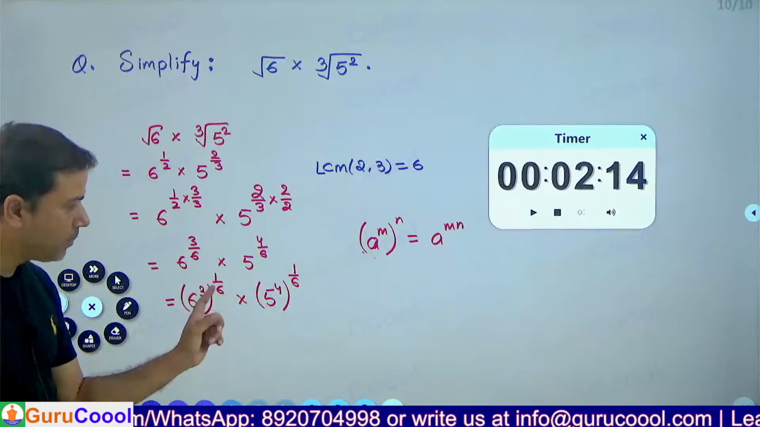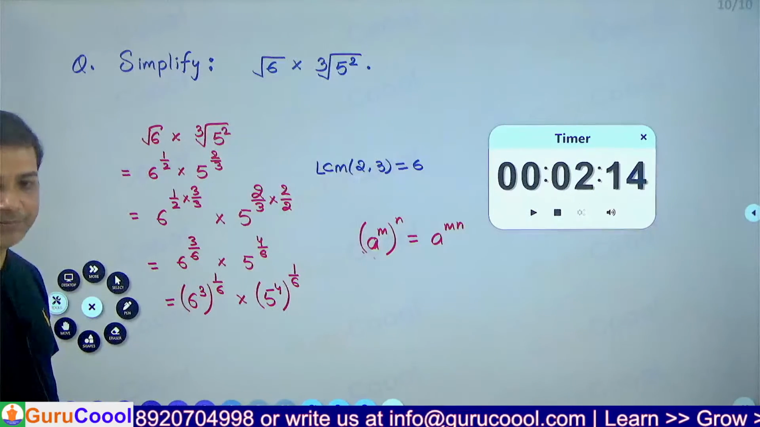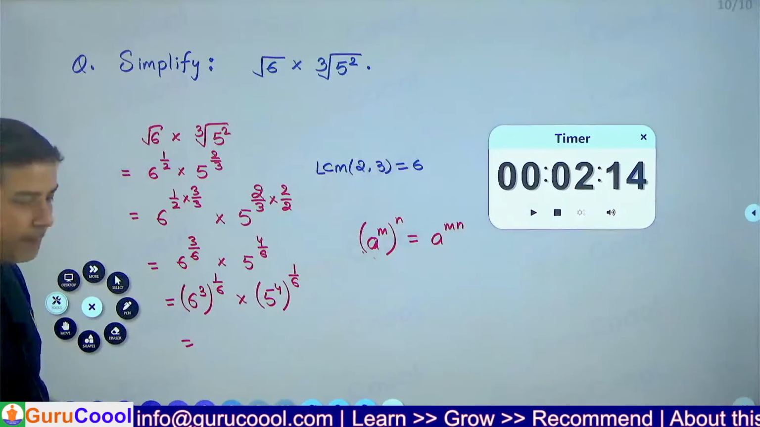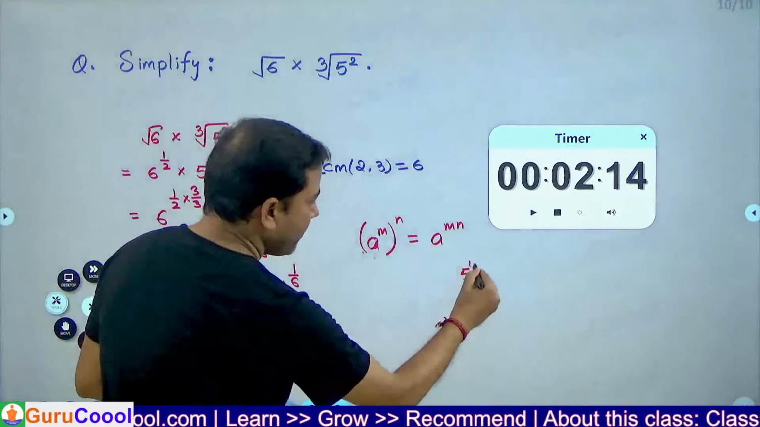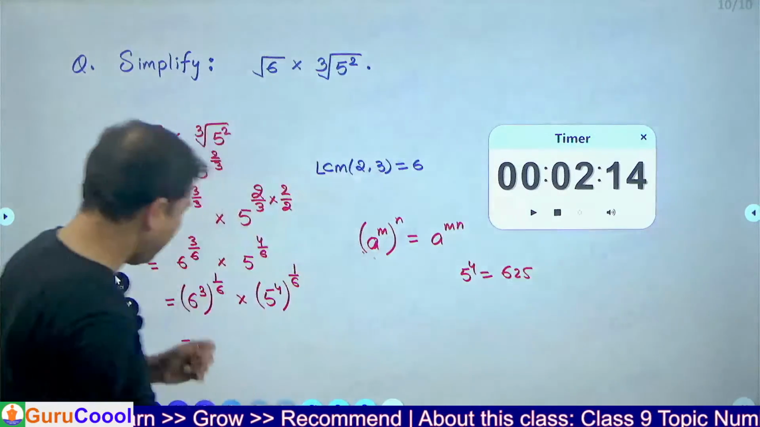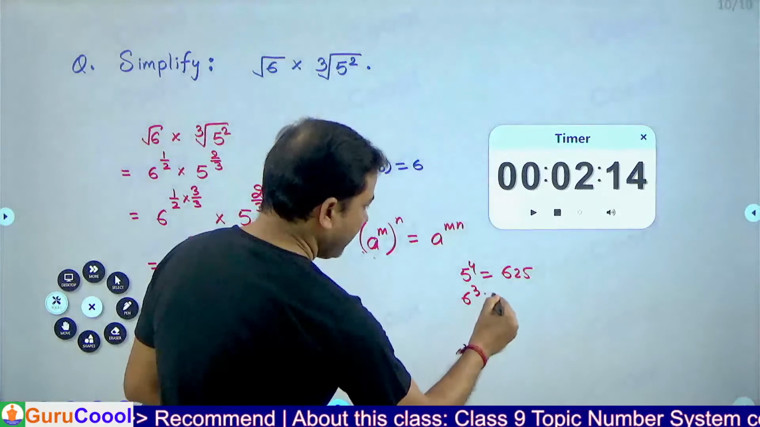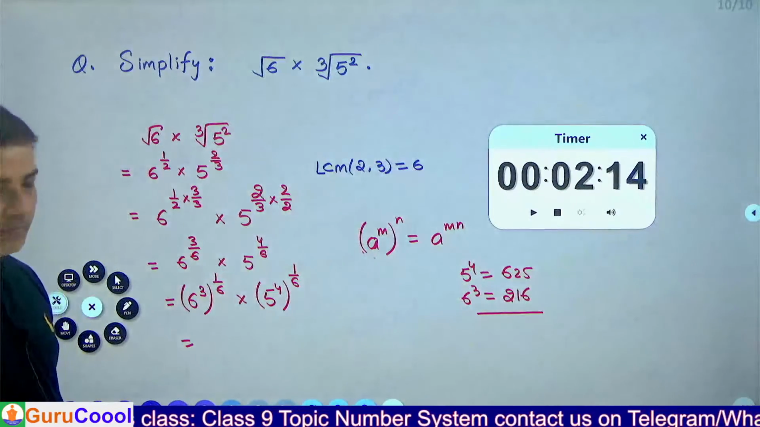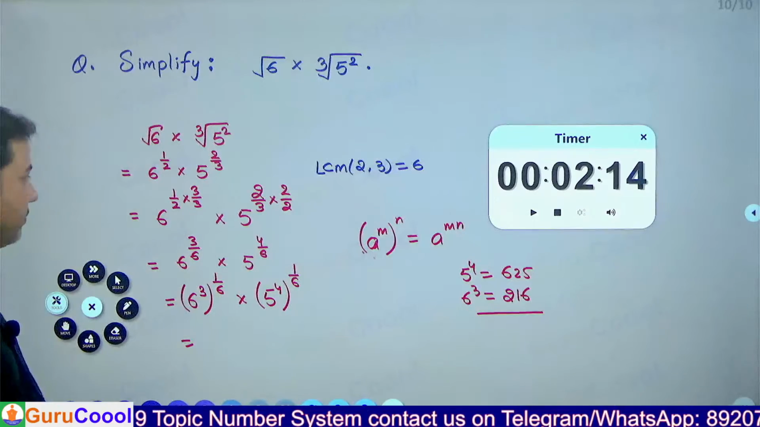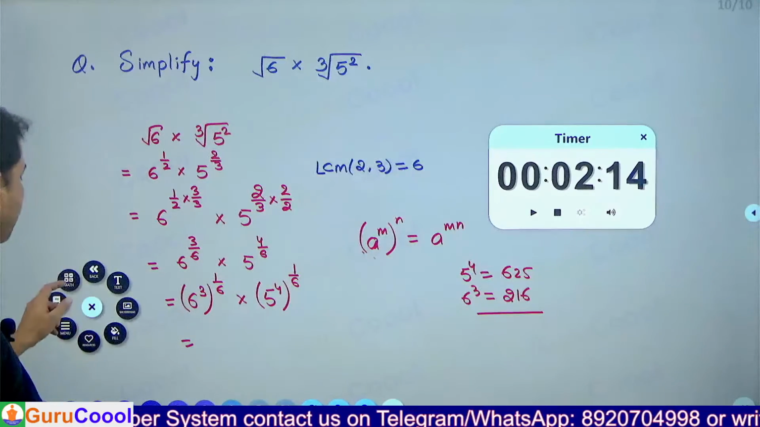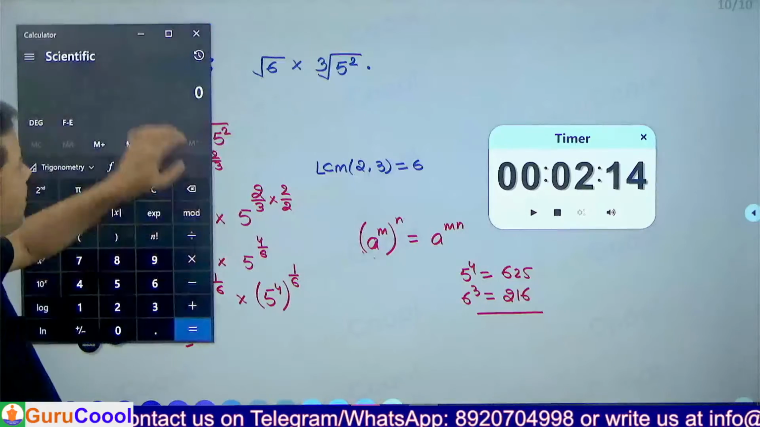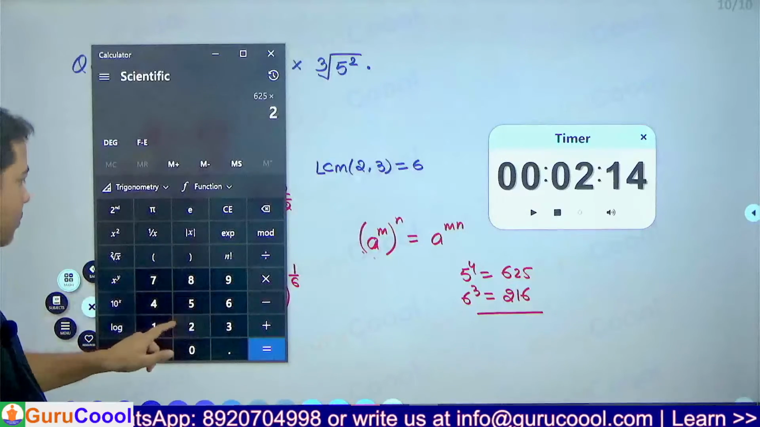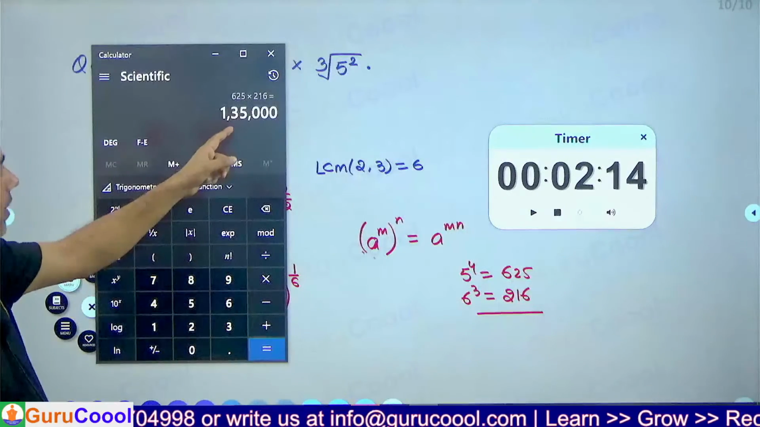Base is not the same but powers are the same. Right? Good. So 6 raised to the power 3 and 5 raised to the power 4. 5 raised to the power 4 is 625 and 6 raised to the power 3 is 216. What if we multiply these two numbers? Let us multiply these two numbers. I want a quicker response on it, so I am using a calculator. 625 times 216 is 135,000.